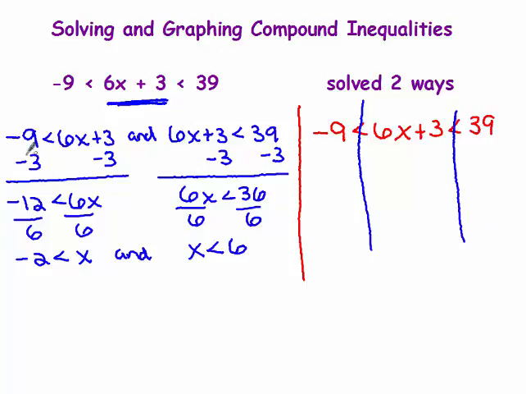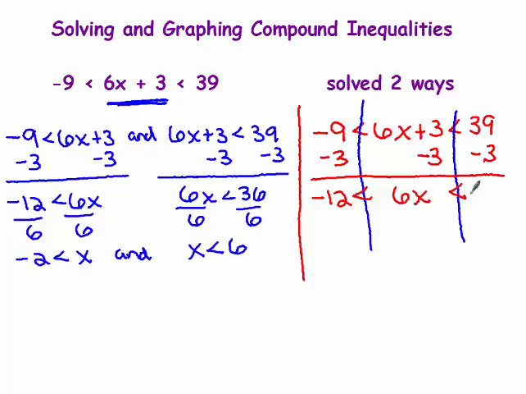Notice here we subtracted 3 from both sides. Here we want to isolate the variable, so we're going to subtract 3, but we're going to do it from all 3 sides. So when we're left, we get -12 is less than 6x, which is less than 36. And if you notice to the left, it's the exact same line that's here, just put together.